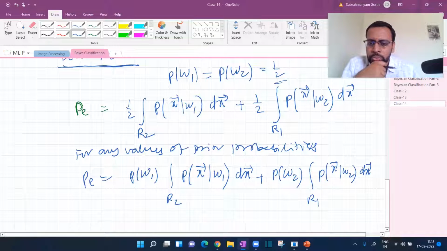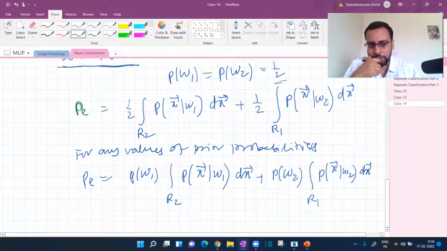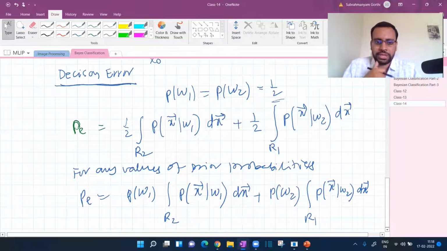Anyway, omega 2 probability has nothing to do with that x bar. So I just took it out of the integration. It's a constant value, which could vary depending on your particular problem. This is the decision error that you are bound to make here with this type of classification.